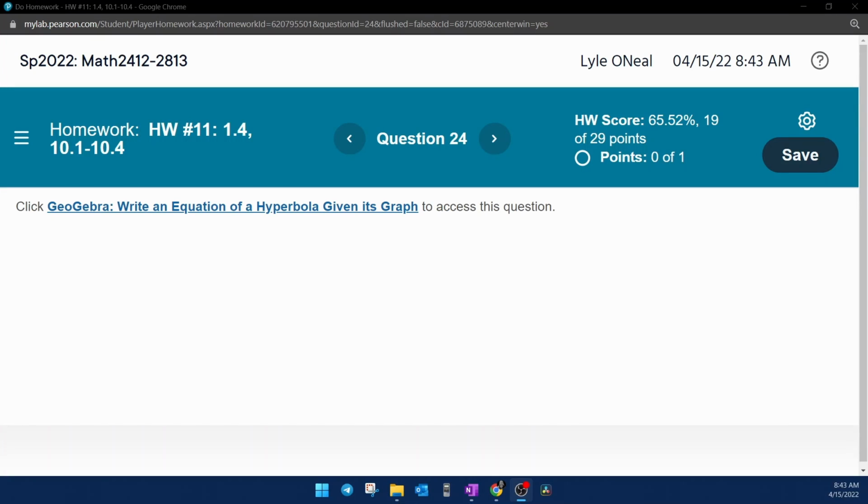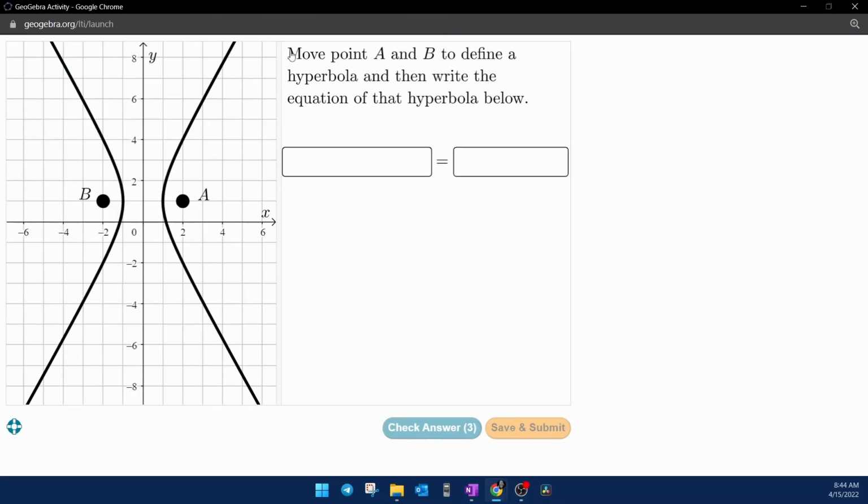Right, here we go. Question 24 from our Precalculus, homework number 11 in MyLab Math. We have a GeoGebra question. It says write an equation of a hyperbola given its graph. So we need to click the link to open the GeoGebra window. It says move point A and B to define a hyperbola, then write the equation of that hyperbola.